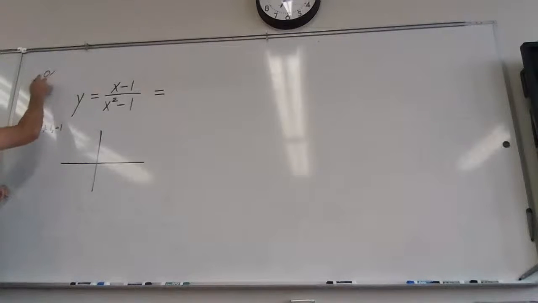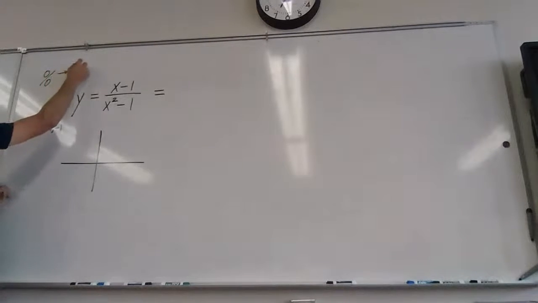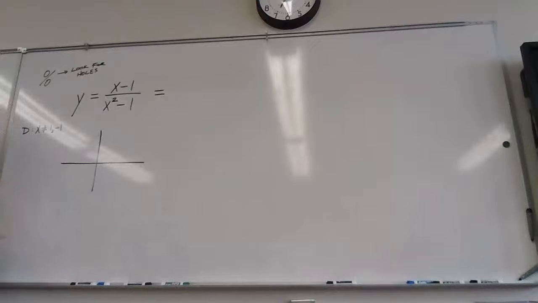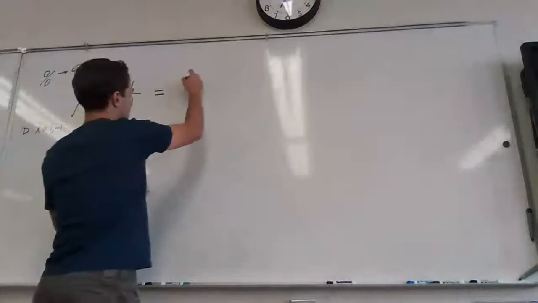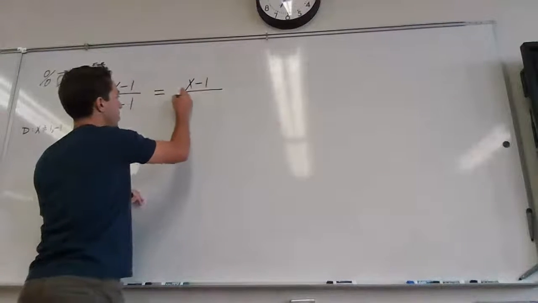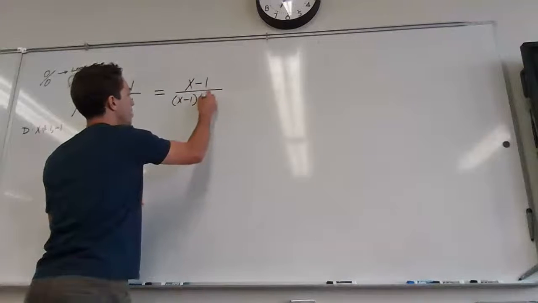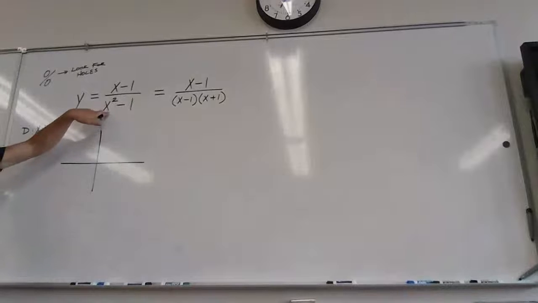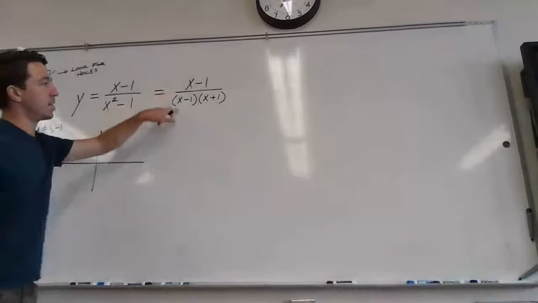So if you get 0 over 0, you want to look for holes. That kind of thing tends to generate holes in graphs. What Trey said was, we'll look for some kind of factorization. So if we factor the bottom into x minus 1 times x plus 1, make sure you know that one, difference of squares comes up a lot, you notice, oh wait a second, those cancel out.